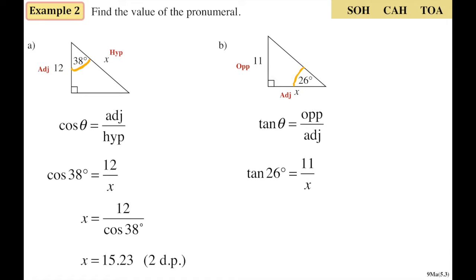And now look at this question. The x is on the bottom of the fraction. This switchy method only works if x is on the bottom of the fraction. So we're going to play switchies. Switch the x and the tan 26 and you get x equals 11 over tan 26, which when you put it into your calculator will give you 22.55 to 2 decimal places.